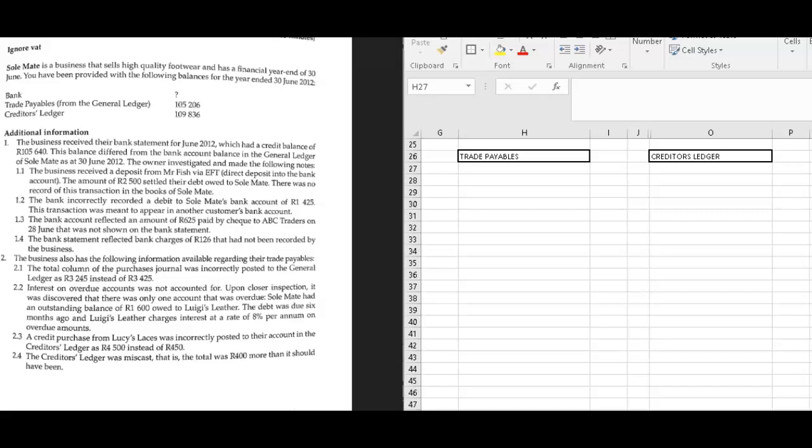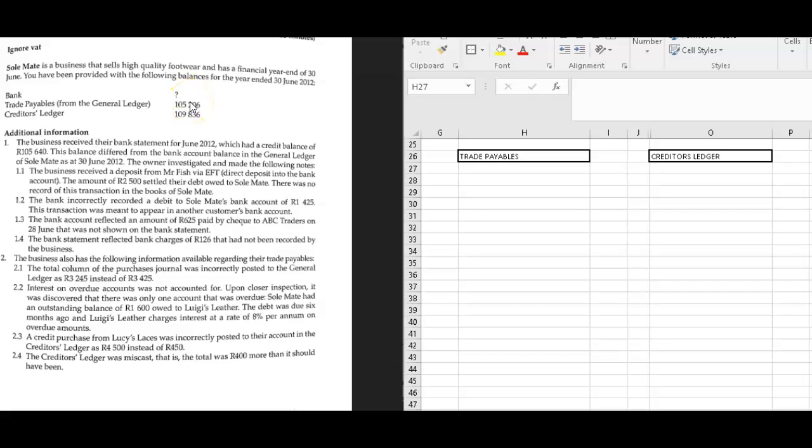In this video, I'm doing the internal creditors recon. Now, the key word is internal. So when you do an internal creditors reconciliation, you're basically trying to figure out why the balances on your creditors ledger, which is like the people you owe, are different from the trade payables.